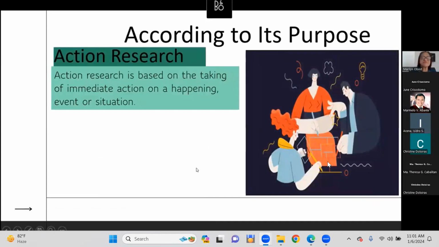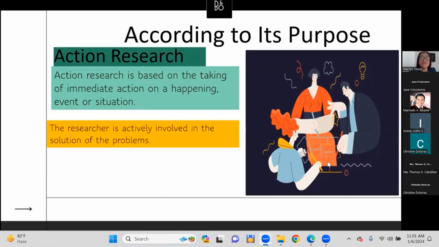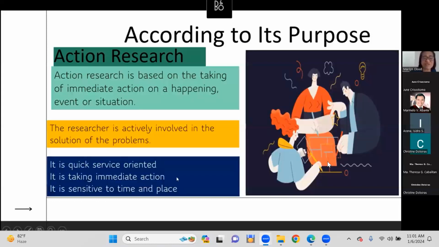Action research, so mga teachers. Okay. Action research is based on the taking of immediate action on the happening event or situation. Ang lagi ko sinasabi pag sa action research sa teachers, kasama ka dun sa eksena. Okay? Kaya nga sabi ko, I don't know if my students can still remember, I asked you, what's your problem? What's your problem in the classroom? Okay. Yan. The researcher is actively involved in the solution of the problems. It is quick, service-oriented, in taking immediate action, and is sensitive to time and place.